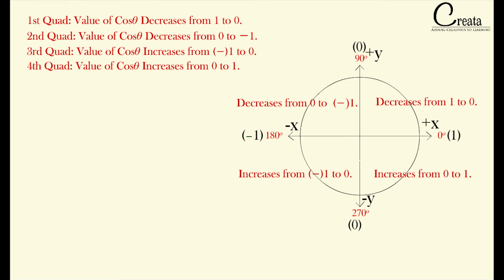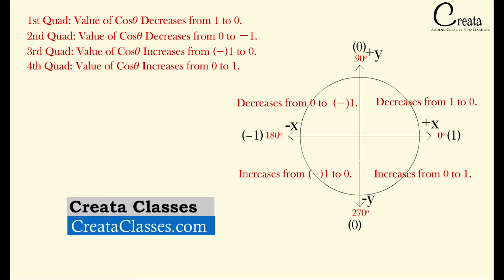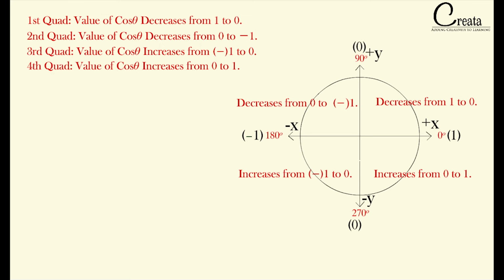It has one more observation similar to our sin theta case, that is, the cos lies between 1 and minus 1. It never exceeds 1 and it never goes below minus 1. So we can say that maximum value of cos is 1 and minimum value of cos is minus 1.